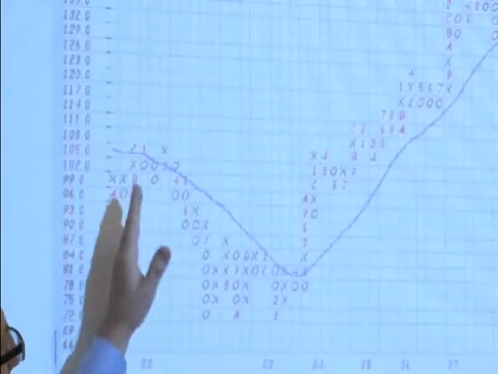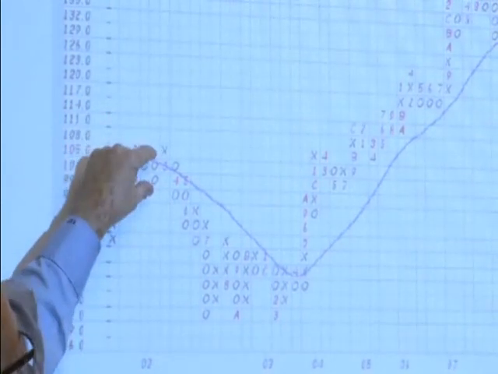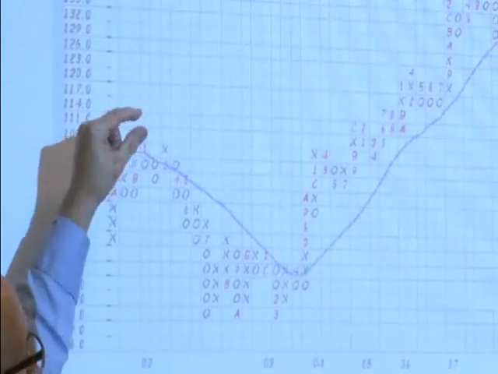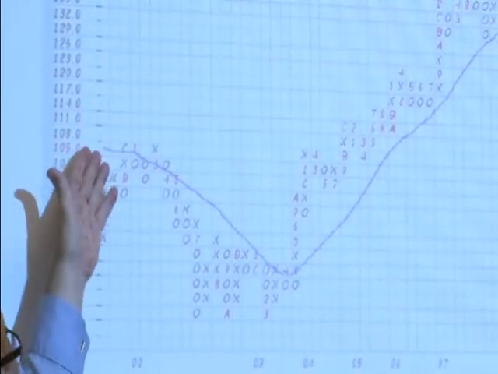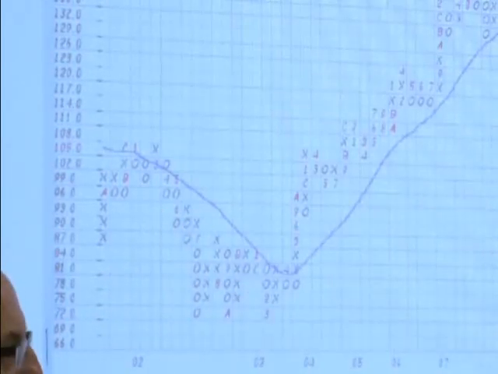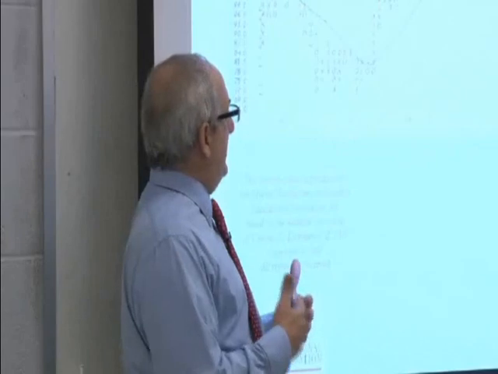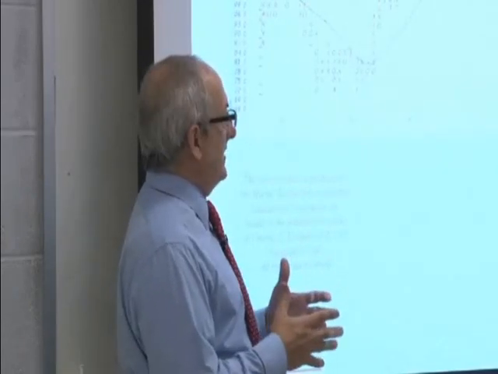Point and figure, because it works on columns, you have to decide whether you're going to use the high or the low or the average of the column, which I think is the way to go. Use the average of the column, and then you average it over 10 columns. So it works in the same way, but it's different because, again, the chart's not based on time.